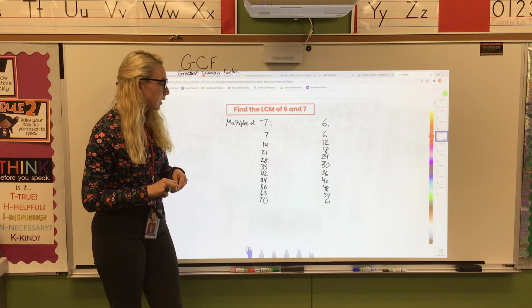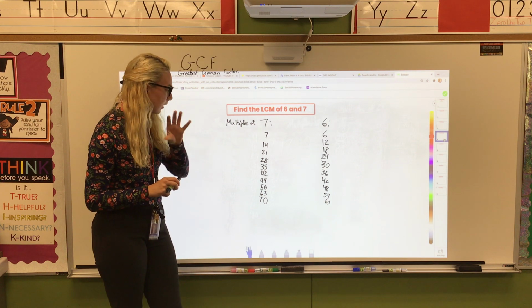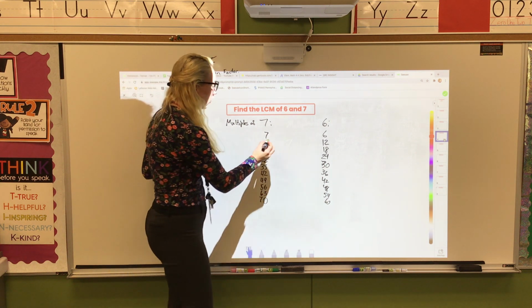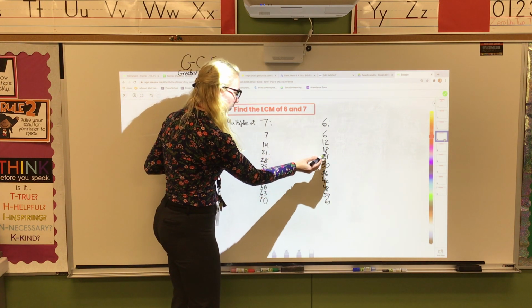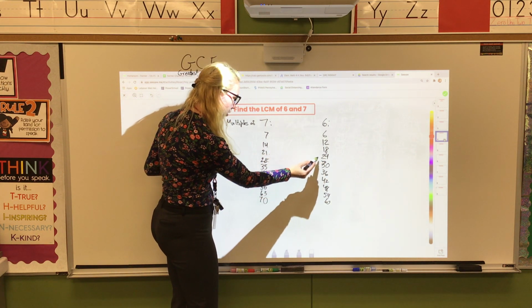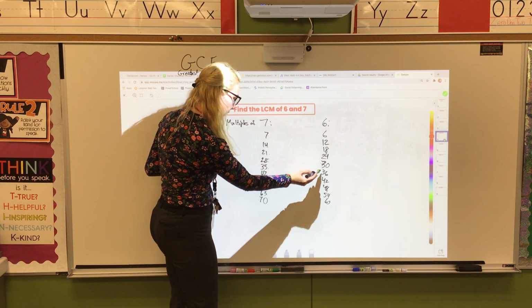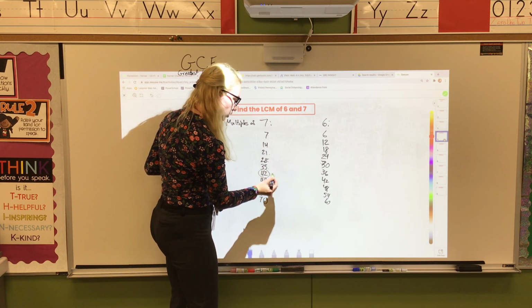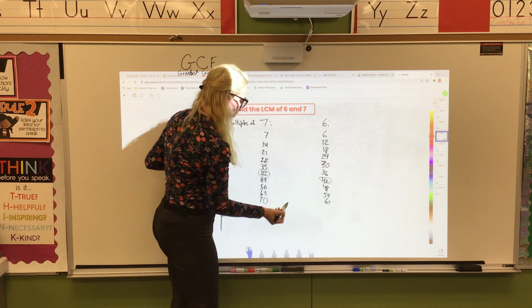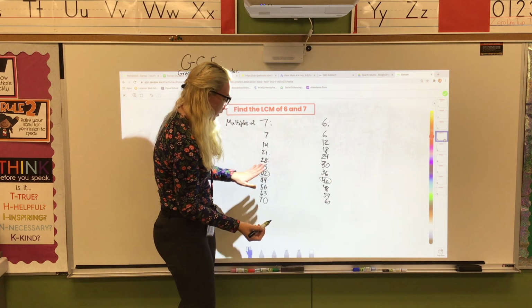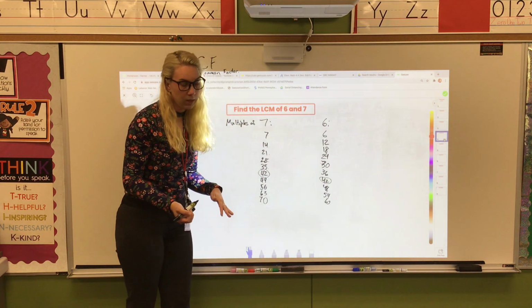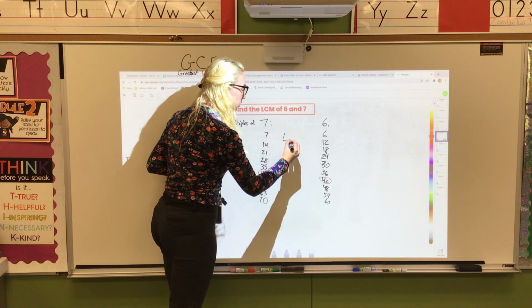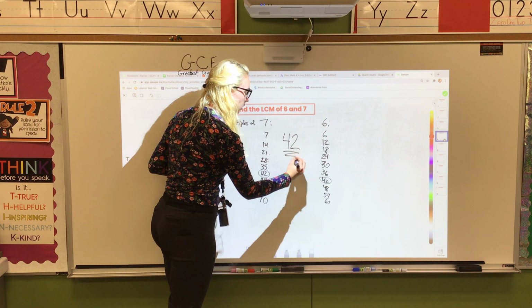We have to look through and see which one they have in common. Well, nope, nope, nope, nope, nope, not yet. I got 42 and 42. And right now, in the list we have here, that's the only one that they have in common. And it's also the least, so the least common multiple is 42.